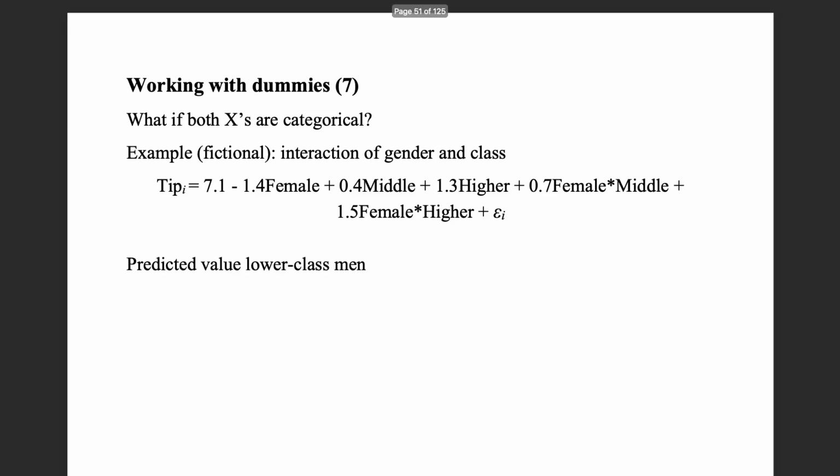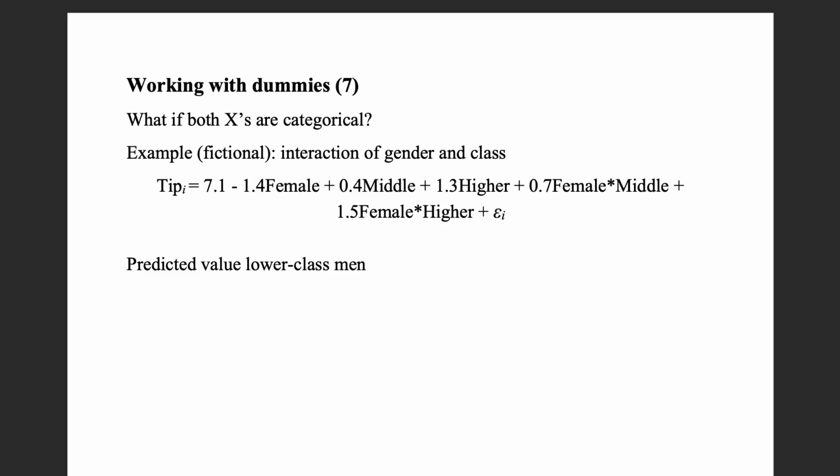And well, the easiest way to interpret this is to just calculate the predicted values for all the different combinations of gender and class that there are in our data, because there aren't actually that many. And that will show us exactly what that interaction effect looks like. So we can do the predicted value, for instance, for the lower class men. Why am I starting with the lower class men? Well, I picked men as the reference category, and I picked lower class as the reference category for class. So let's start with those. What is the predicted value for lower class men?